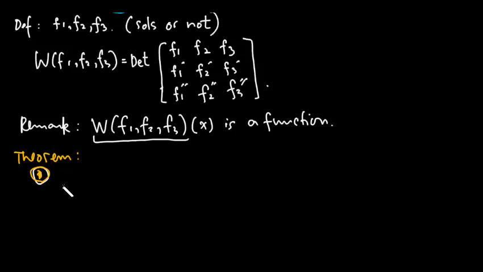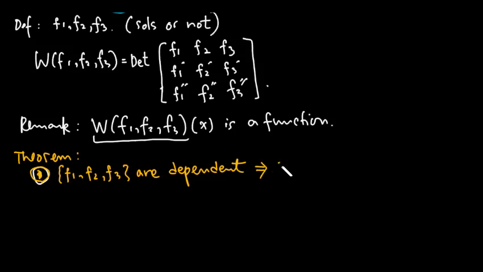So here's a theorem about this Wronskian. Suppose these 3 functions, f1, f2, f3, whether they're solutions of a differential equation or not, if they're dependent, then we can conclude that the Wronskian of these 3 functions is identically 0. This 3 bar means no matter what x you plug in here, it's always 0.